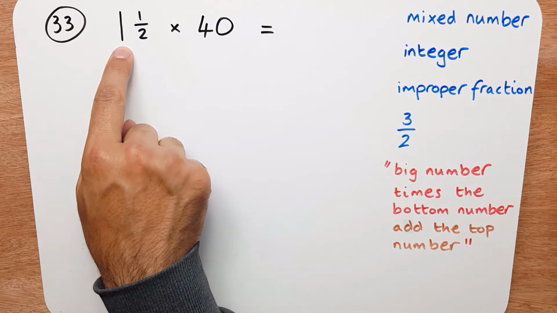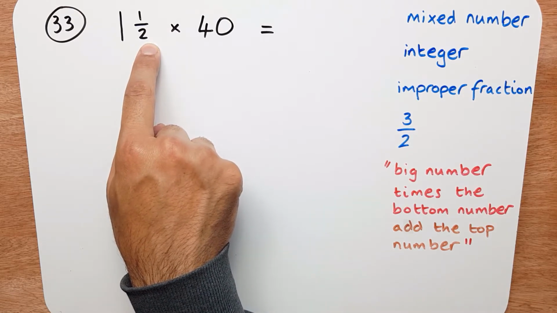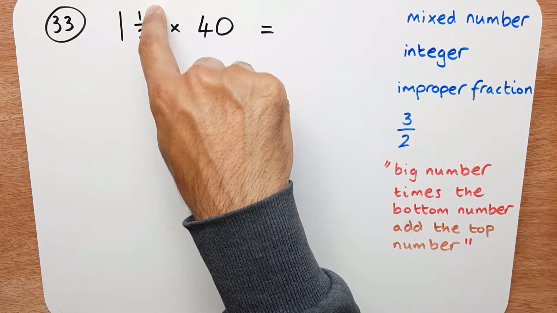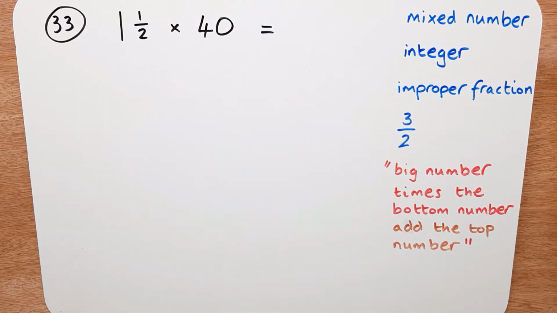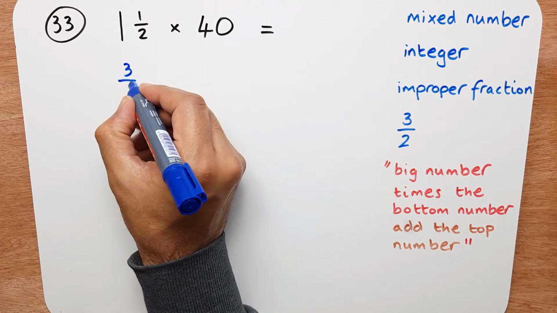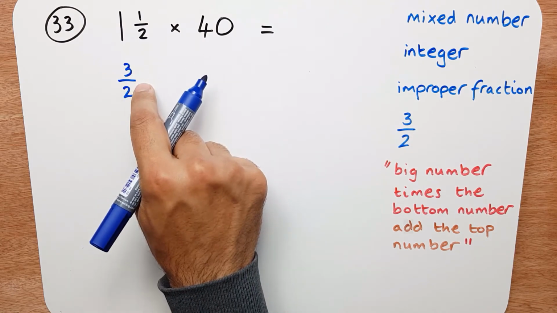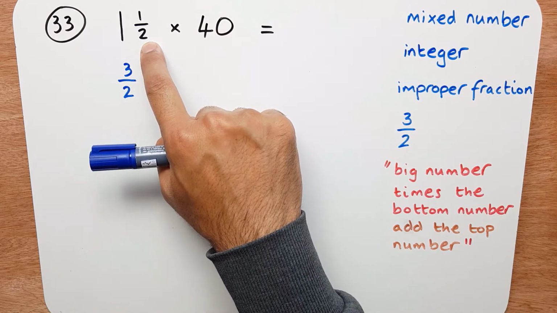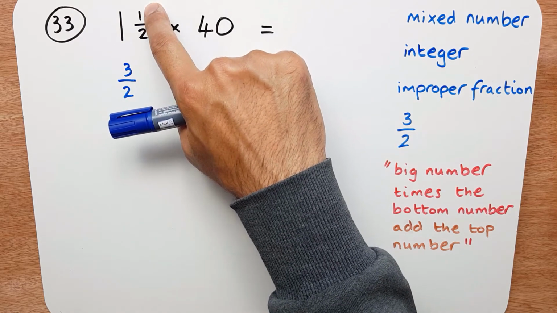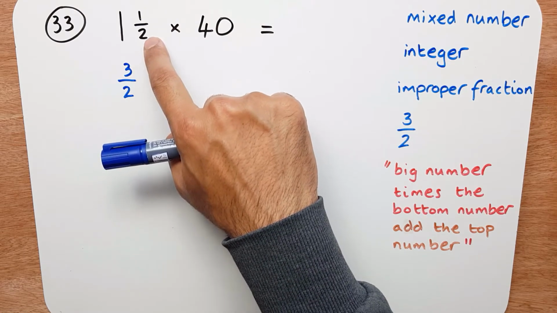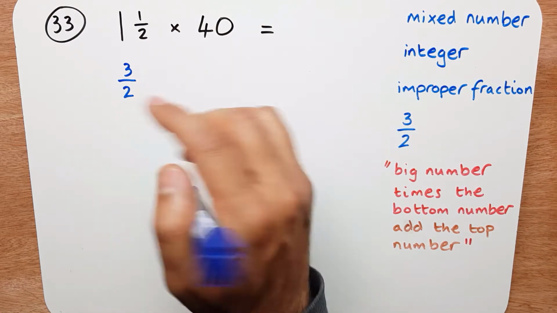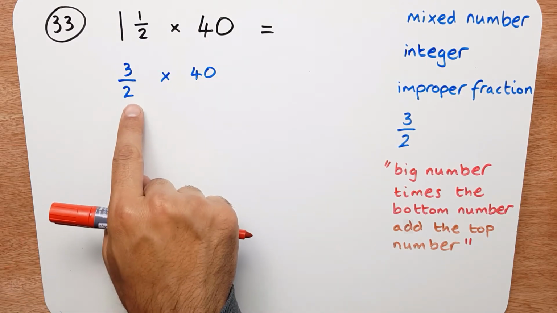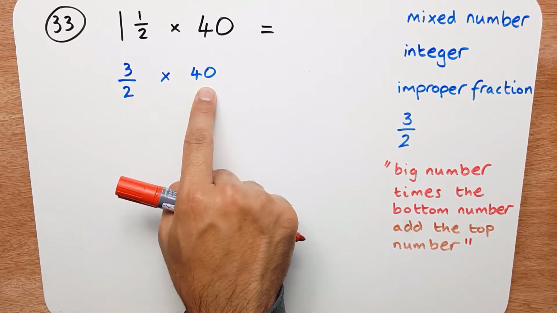So let's do that. 1 times 2 is 2, plus the 1 is 3. So we have 3 over 2, 3 halves. So let me do that again. 1 times 2 is 2, plus the 1 is 3. The 3 goes at the top, and this 2 goes at the bottom. Times 40. Now we have an improper fraction and a whole number.